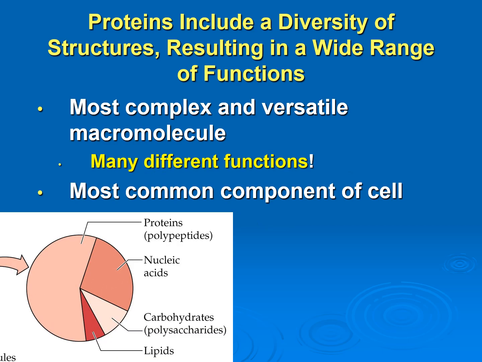Okay, the next macromolecule we're going to take a look at are proteins. And proteins have a lot of different functions. They're the most complex and versatile of our macromolecules. They're also the most common component of the cell. So you can see on this little graph over here that the most common macromolecule that our cells are made out of are proteins.